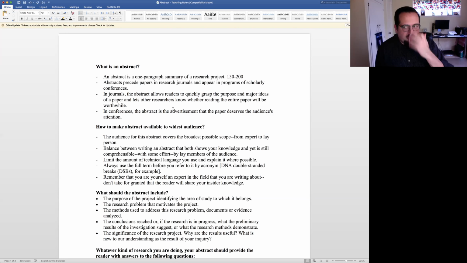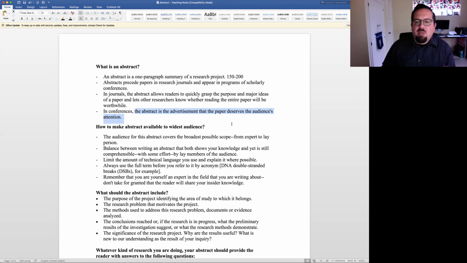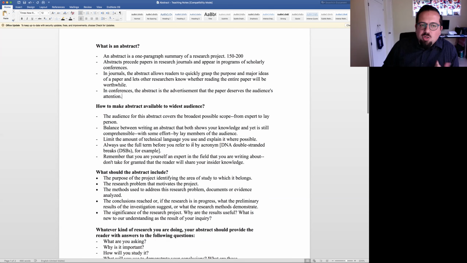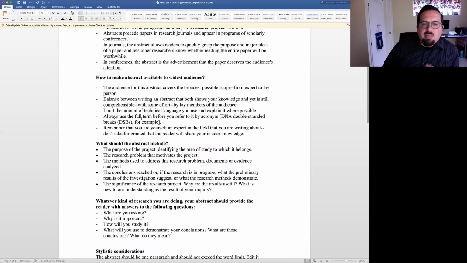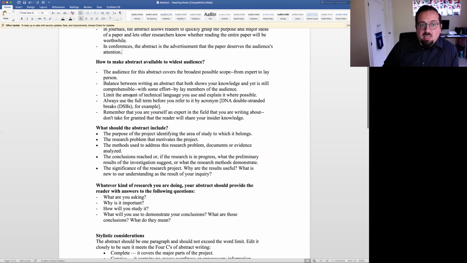For an academic conference, it serves a similar purpose. Basically, the abstract is the advertisement for the paper: should the paper deserve your audience, right? Should you go and check out that paper or not? So given that the abstract is trying to speak to a wide audience, how do you make sure that that's what it does?